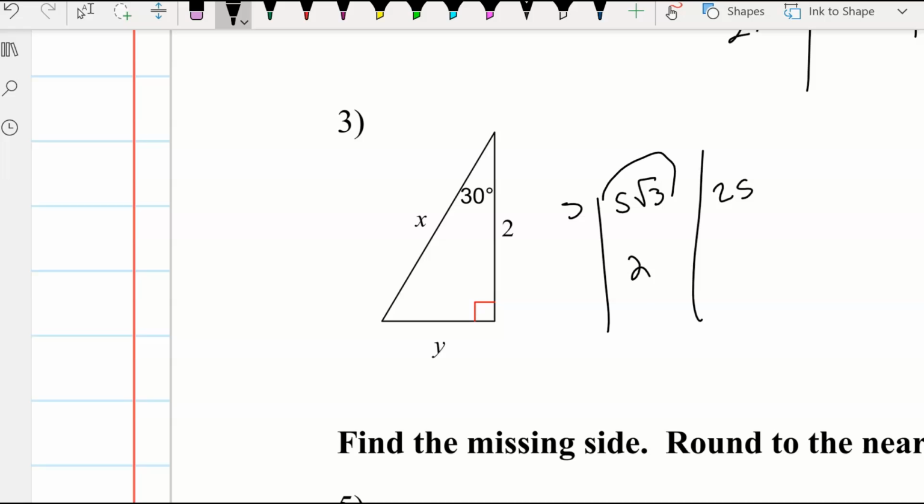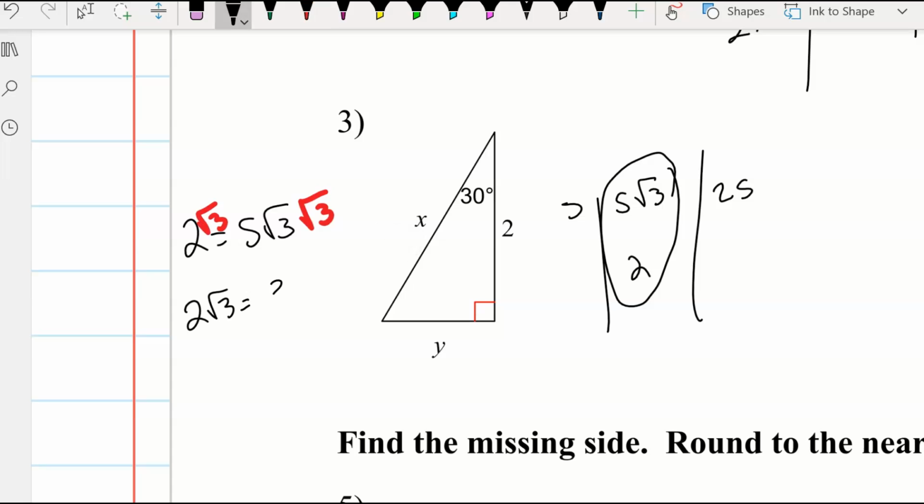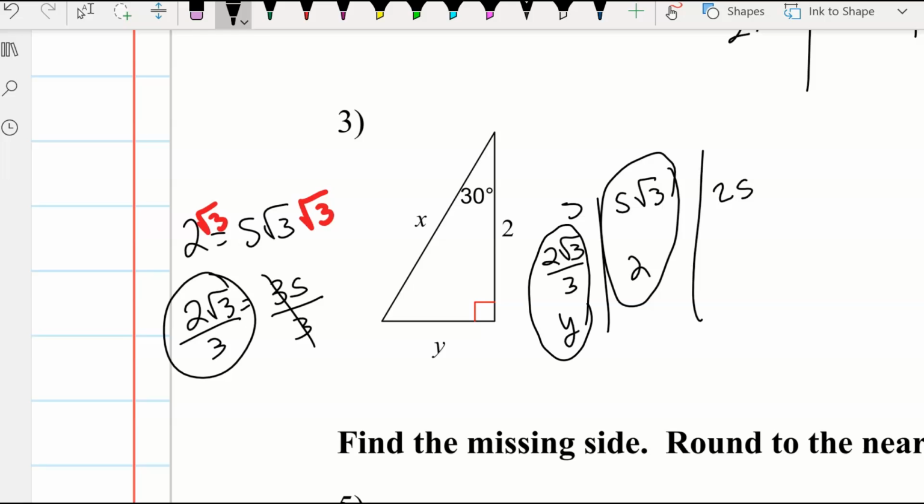So now I have 2 equals S radical 3. And remember, basically I want to do the same thing. I want to get rid of that radical 3. So if I multiply both sides by radical 3, I'm going to get 2 radical 3 equals 3s. Divide both sides by 3, and I just get 2 radical 3 over 3 equals s. I know that my hypotenuse, which in this case is x, is twice as big as that, and this is also, by the way, y. So 2 radical 3 over 3 times 2.